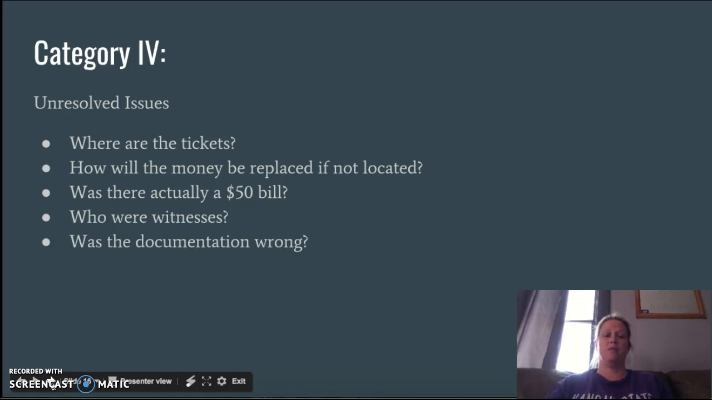Unresolved issues. Where are the tickets? How will the money be replaced if not located? Was there actually a $50 bill? Who were the witnesses? Was there documentation wrong?